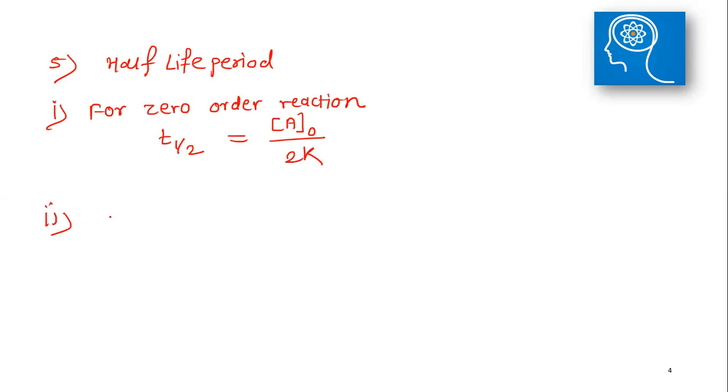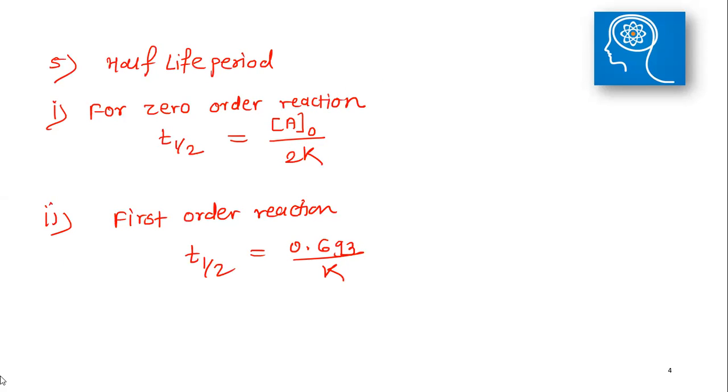Second, for first order reaction. For first order reaction, t half is 0.693 upon k. Okay. Now, next is the sixth one.